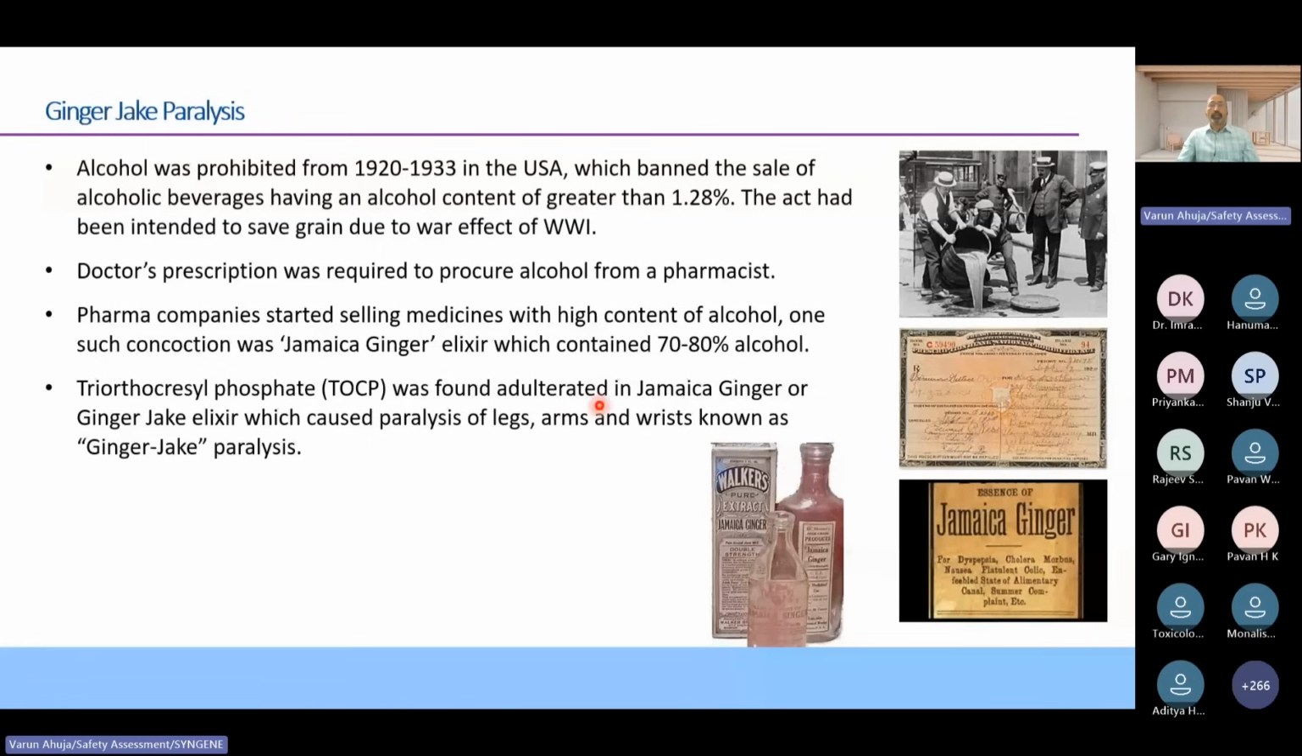By drinking this Jamaica ginger adulterated with TOCP, people suffered from paralysis of legs, arms, and wrists, and that was known as ginger jake paralysis. So this can be a question: ginger jake paralysis was caused because of which chemical? TOCP is the answer.